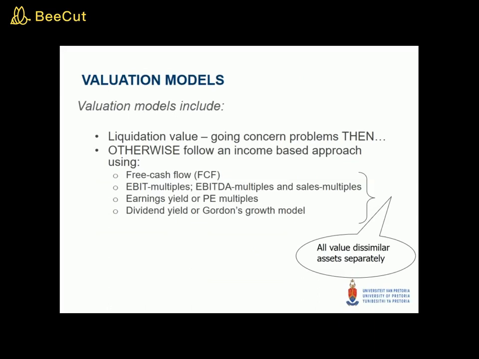if there are going concern problems, then we look at the liquidation value. Otherwise, we try to follow an income-based approach, either using a free cash flow model, or EBIT or EBITDA multiples. We can either look to earnings yield or dividend yield, and that will all depend on the information. Importantly, something to note at this juncture is we value all our dissimilar assets separately from the rest of the organization. Obviously we want to try and look at our free cash flow or our EBIT, EBITDA multiples, because these are more reliable.